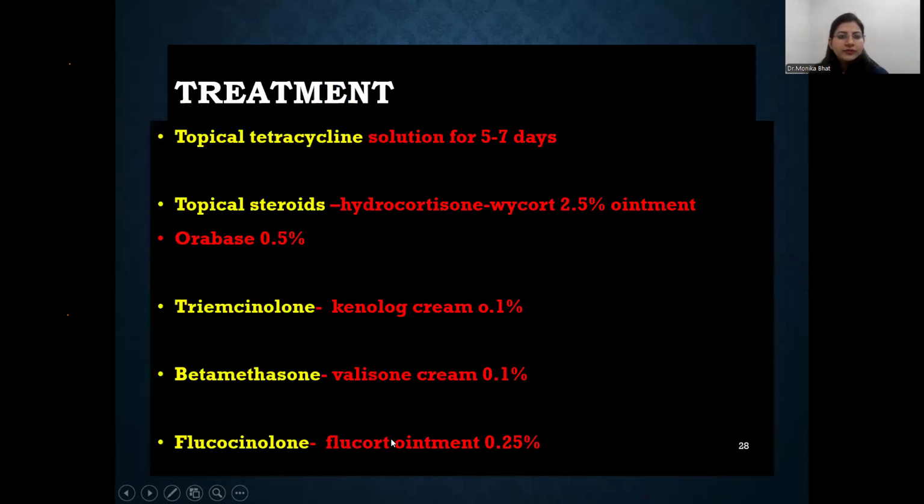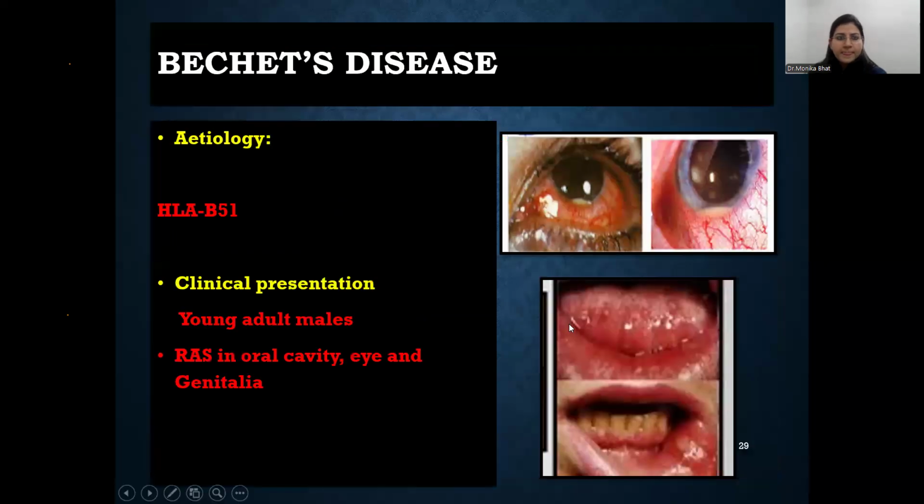Then the treatment can be topical tetracycline solution for 5 to 7 days, and topical steroids to reduce the erythematous lesions and inflammation, where we have triamcinolone, betamethasone, and fluocinolone. These can be given in these patients.